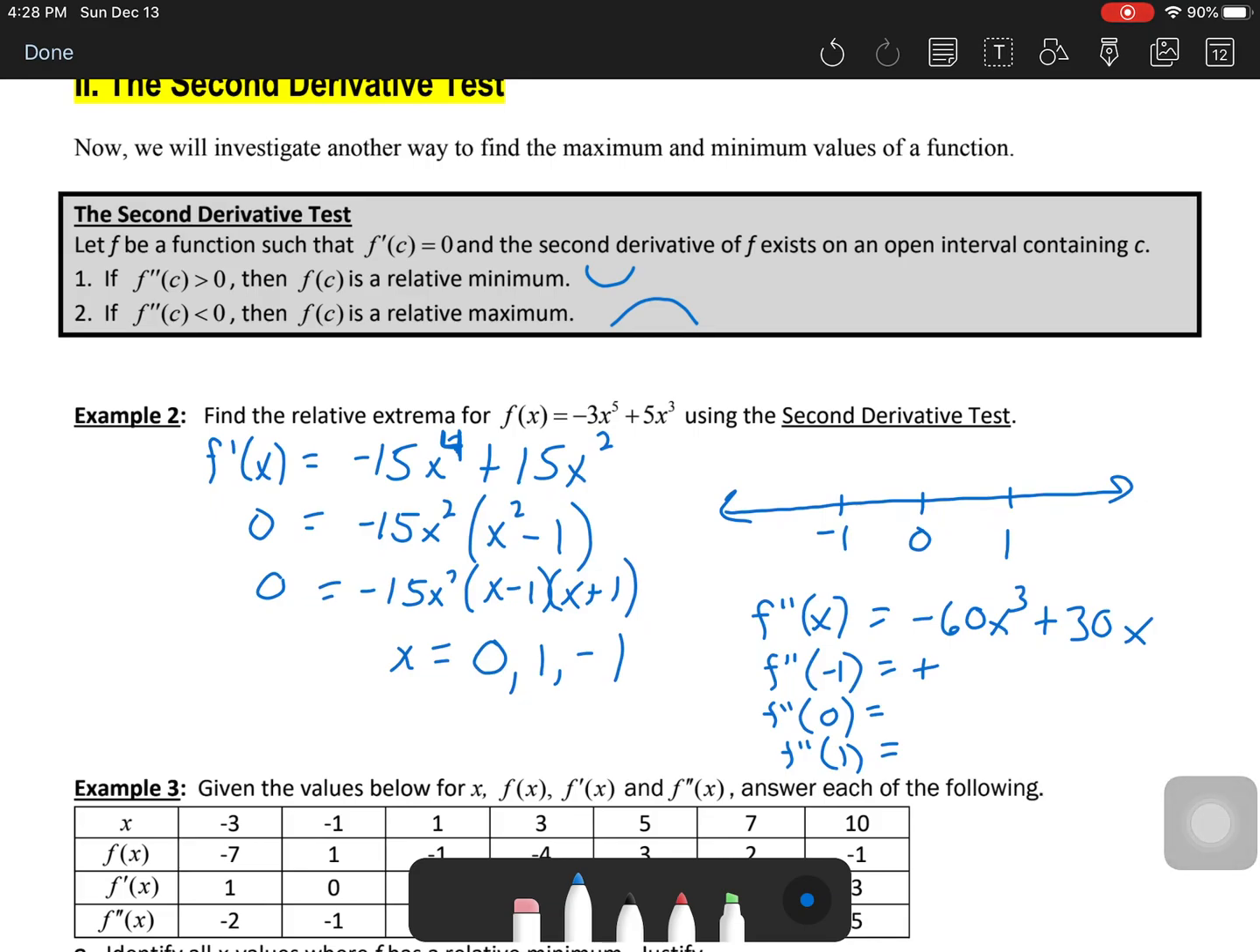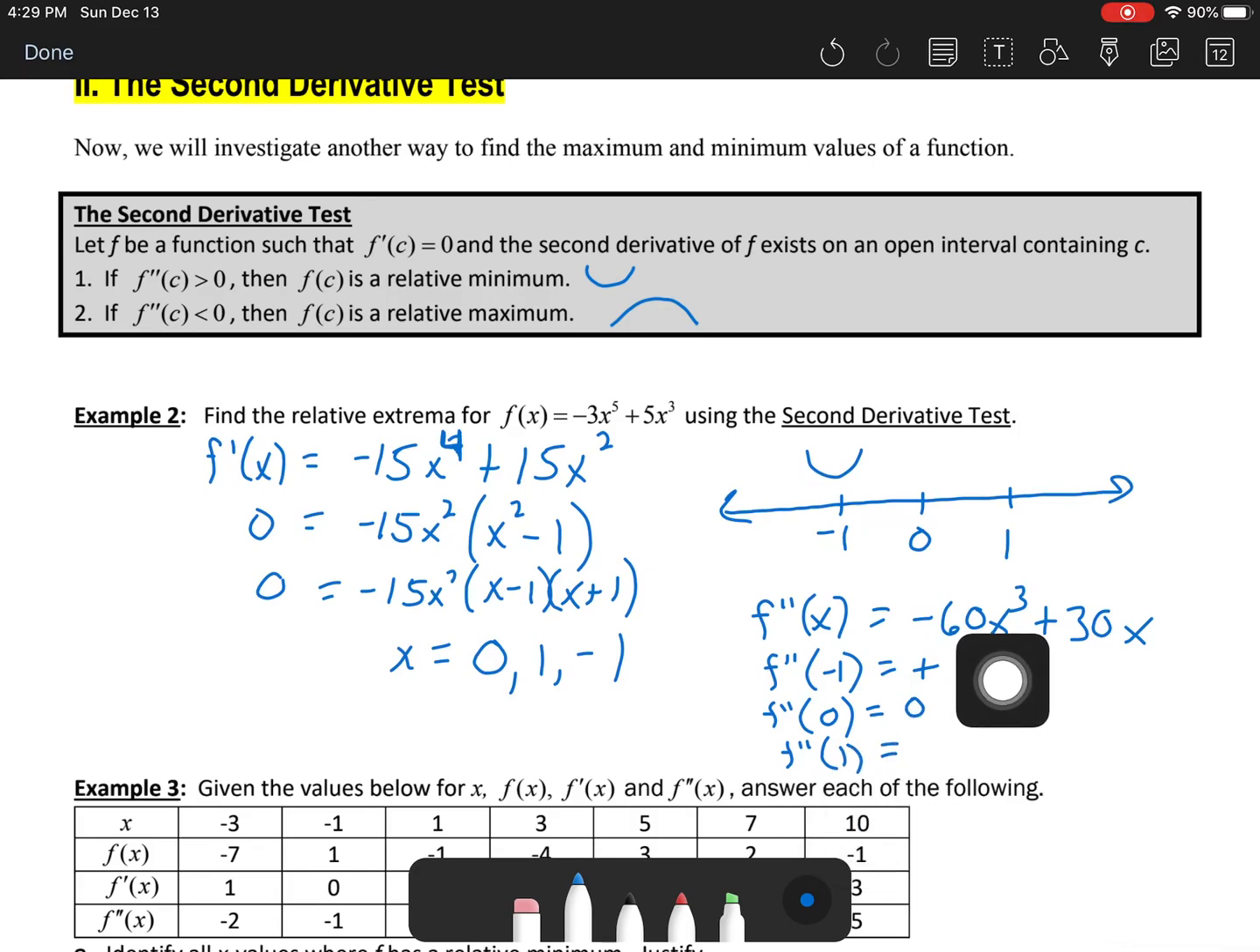Which means that I'm going to be concave up. So I'm going to be curving up at the -1. So we're going to look like that. Okay. When I plug in 0, I just get 0, and so that doesn't have a sign. So there we do not have a min or a max because it's neither concave up or concave down there. Okay, so we don't have an extrema there.